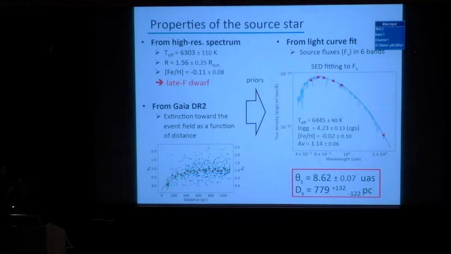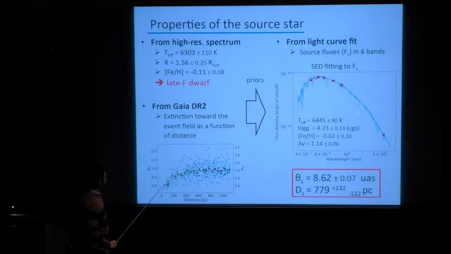And we also refined the properties of the source star. From the high-resolution spectrum, we estimated the temperature, radius, and metallicity of the source star, which is consistent with a late F dwarf. And from Gaia DR2, we estimated the extinction towards the event field. Gaia DR2 provides extinction and also precise distance of each star.